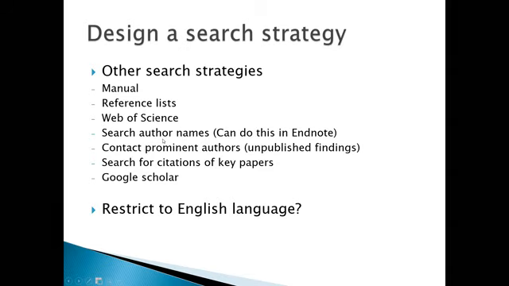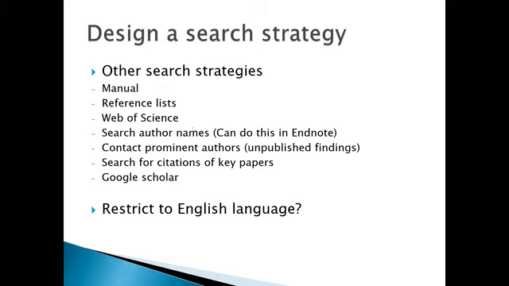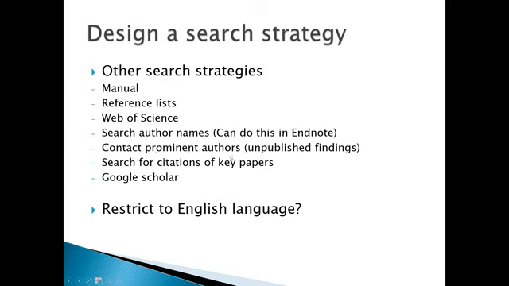You can actually do this in EndNote Web, which I'll go through shortly, but if you search the author name of some studies that you've found, you might find some further studies because they've continued to do some research in that area either before or after their publication, so that can help. You could contact prominent authors, and again, this is probably not something that I strongly encourage, but certainly if you want to make sure you don't miss anything, you might contact them and ask if they've got any unpublished findings which are about to come out.